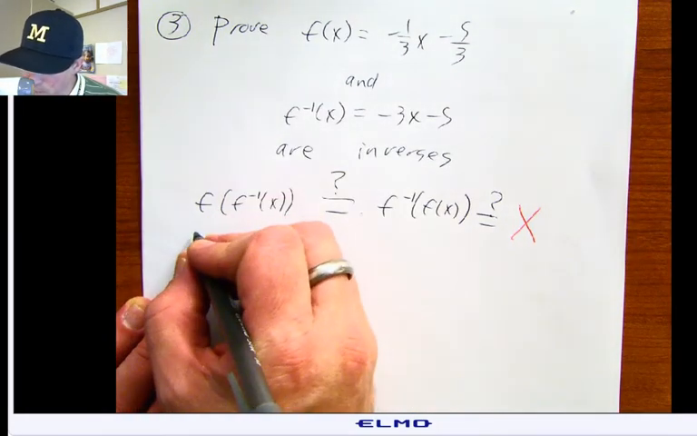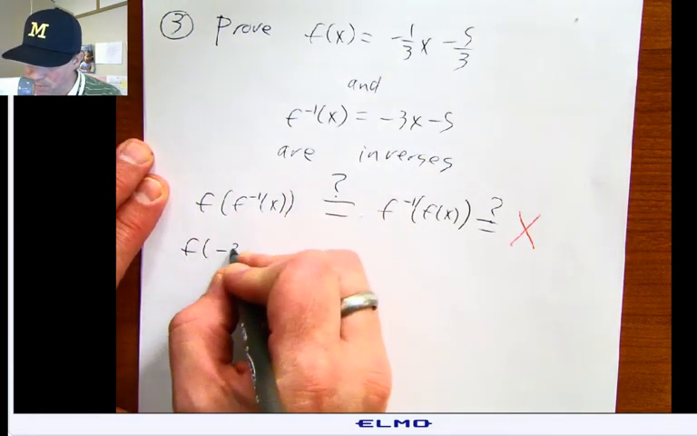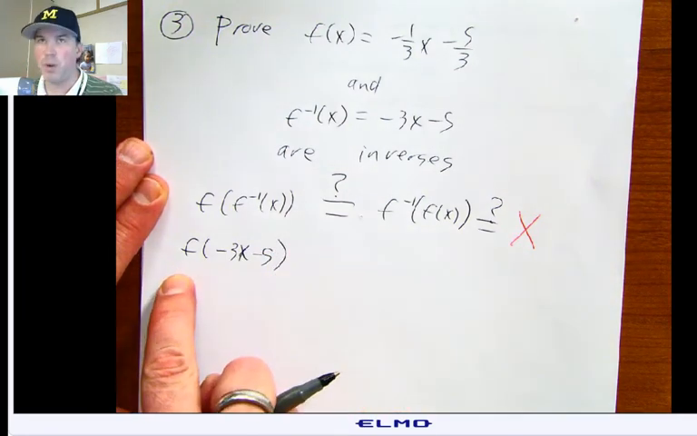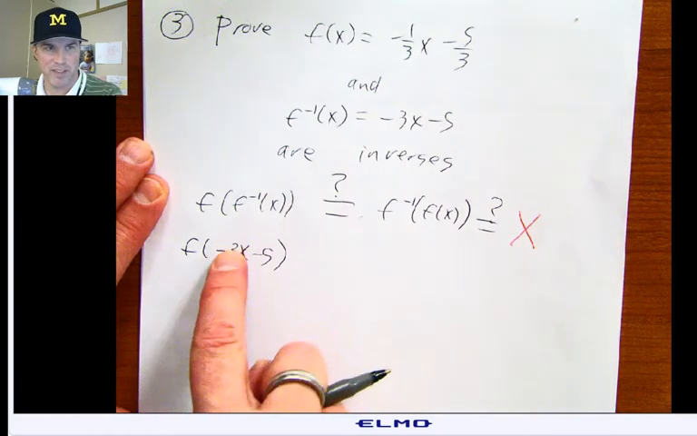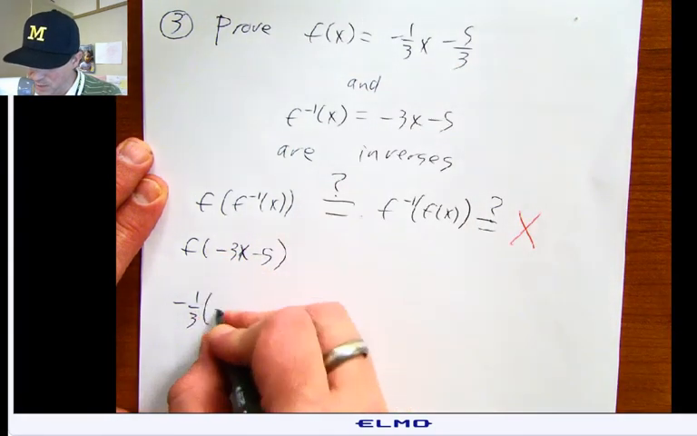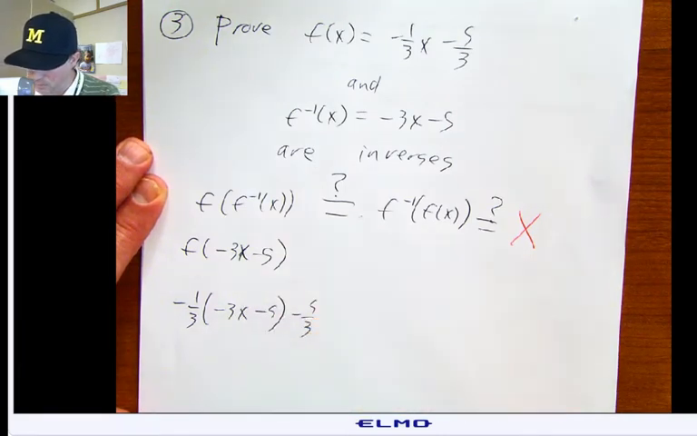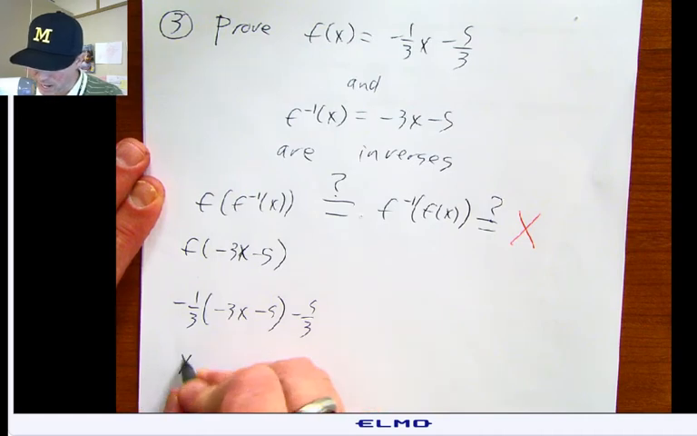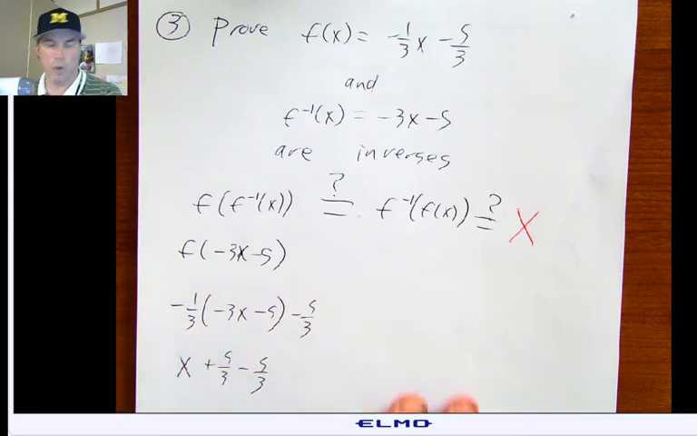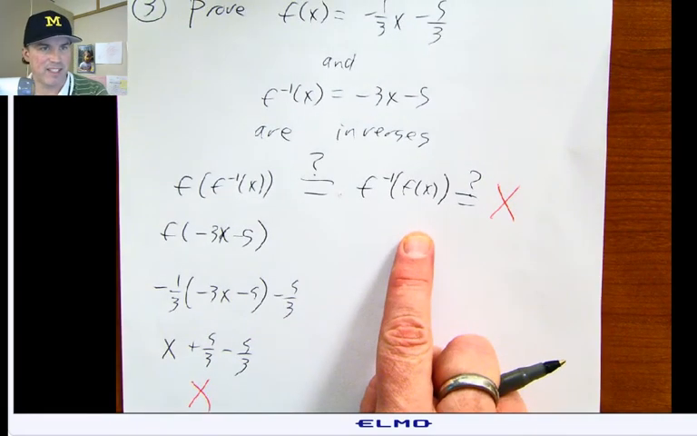So f. I'm going to use the f equation. I'm going to plug in the inverse. So it's going to become f of -3x minus 5. So I'm going to go through my f equation, and everywhere I see an x, I'm going to plug in this stuff. So I have -1/3. Here comes the x. So -3x minus 5 minus 5/3. This becomes x plus 5/3 minus 5/3, which, what do you know? You get an x.